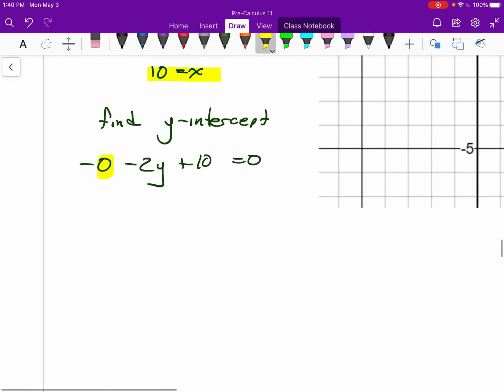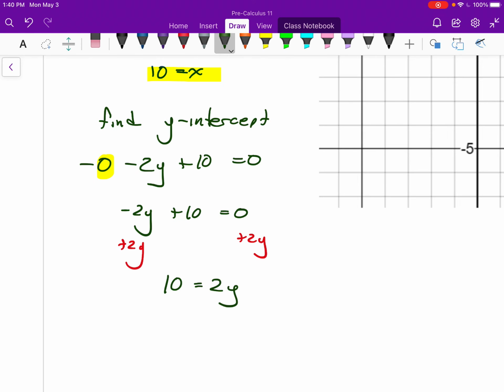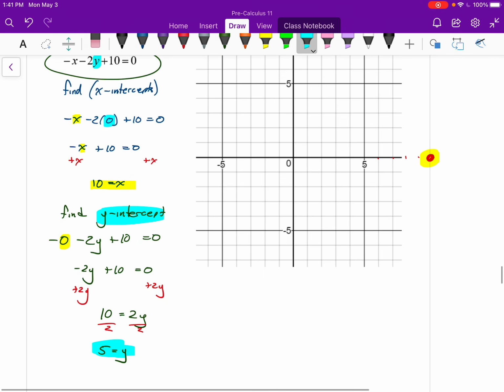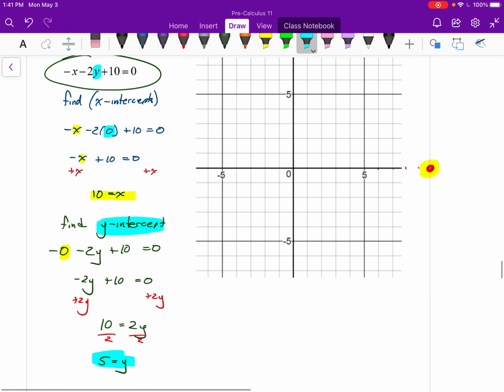And again, that first term I don't really need to pay attention to. All I really have left is negative 2y plus 10 equals 0. And if I can solve for y, which I can do quite nicely, if I add 2y to both sides, I get 10 equals 2y, divide both sides by 2. I can see my y-intercept, 5 equals y. So there's my y-intercept, which means I know my line goes through 5 on the y-axis, right there. And that's all I need.